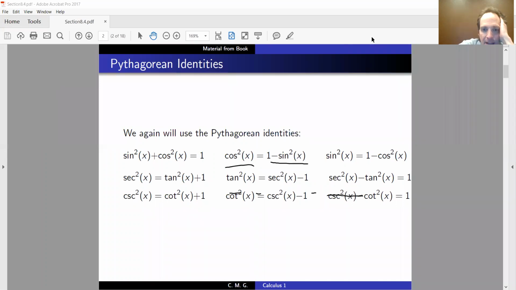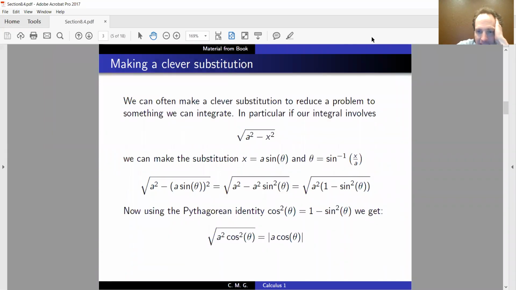So what can I do with that? That means I can replace 1 minus sine squared theta with cosine squared theta. And you'll see the advantage of this. The advantage is now I've turned this thing that was a difference of two things into a perfect square.